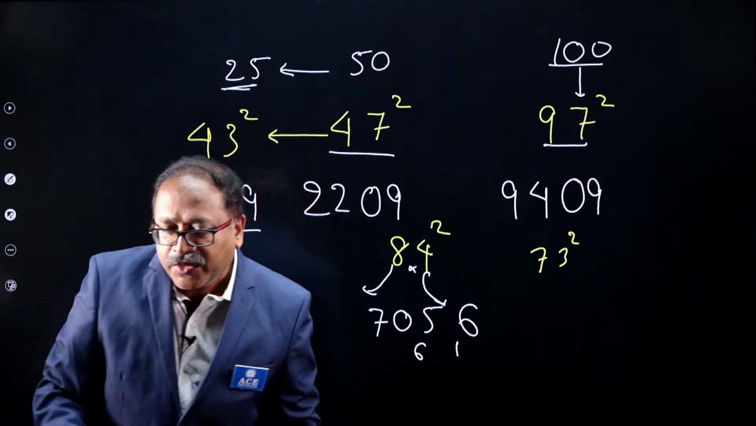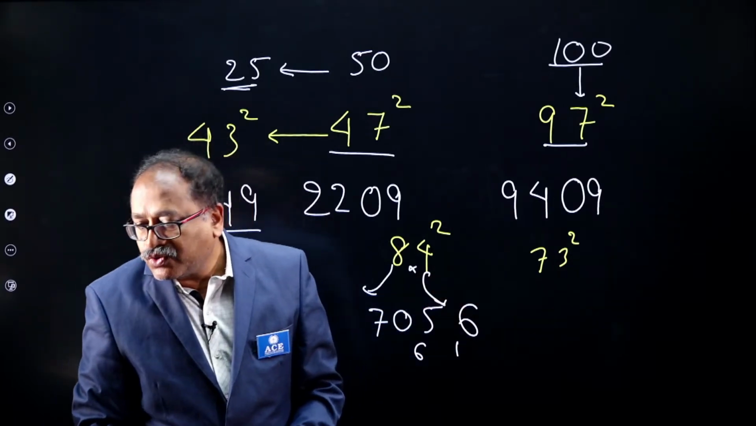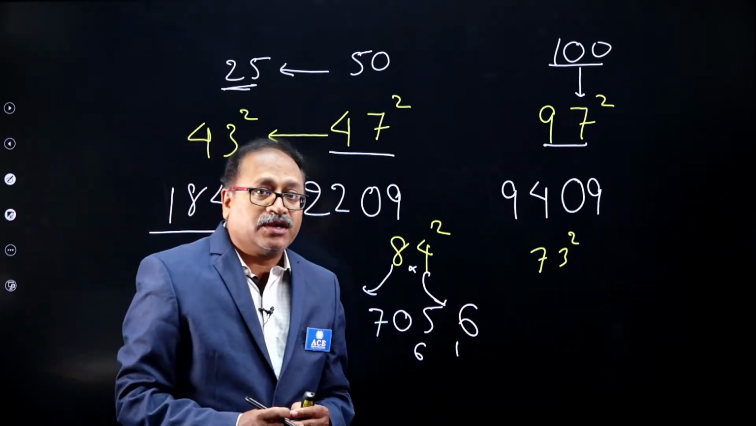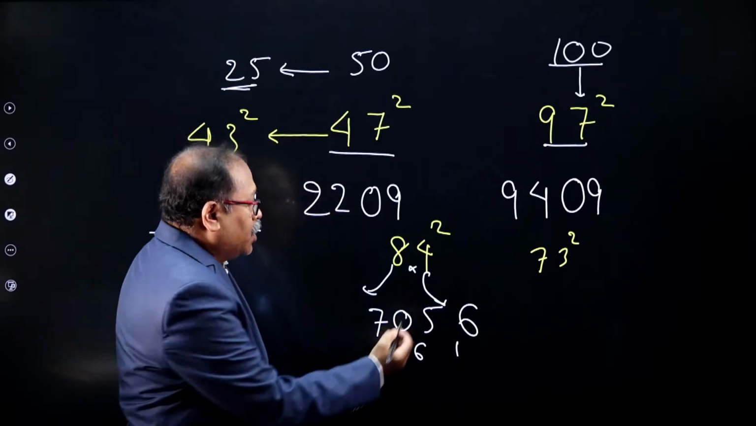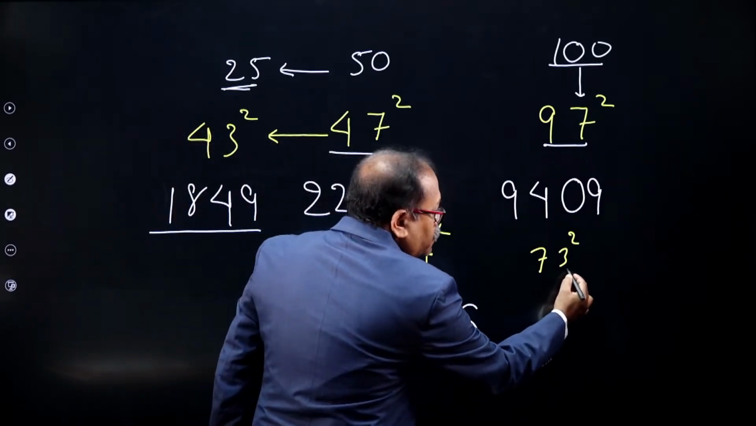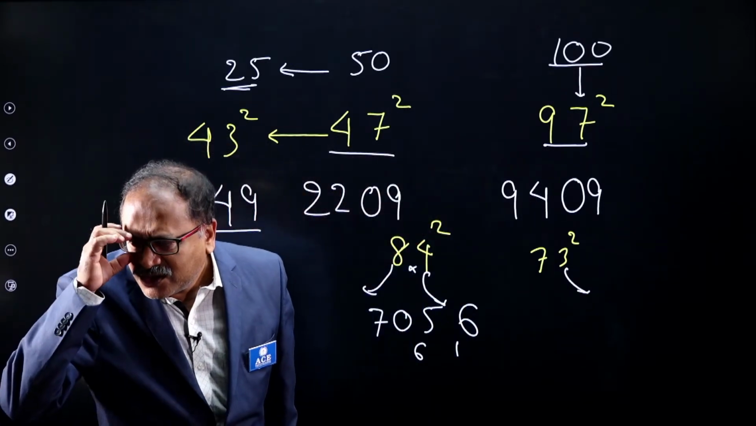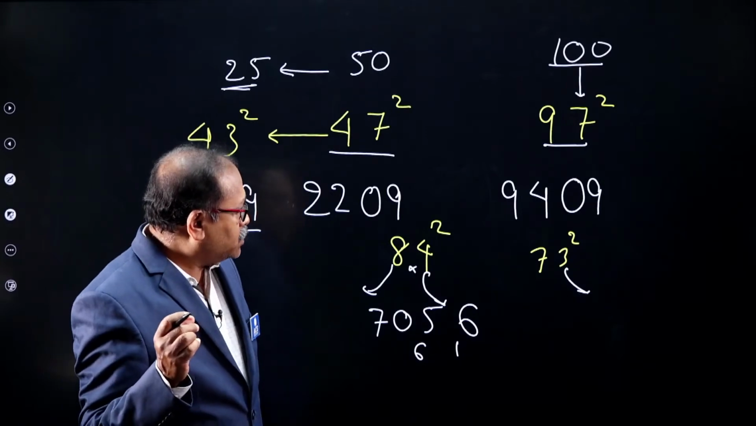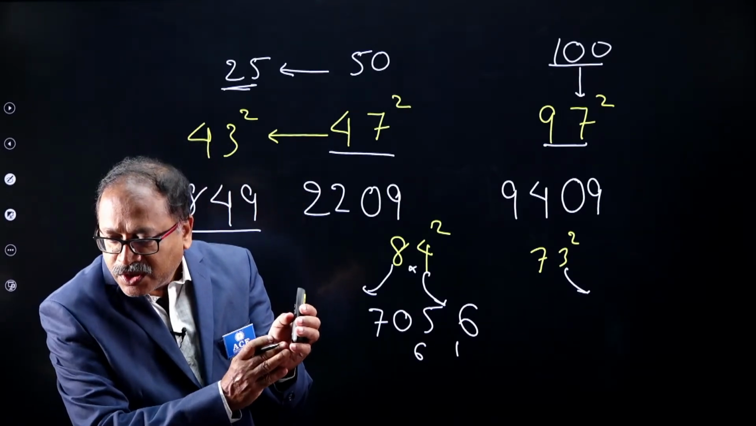Okay, let's move on to this one, 73 square. With this, I will conclude the class. Tomorrow, simple interest and compound interest, right? So here, what I do, 3 square. Let Sai answer it. 7056. Yeah, that's right.